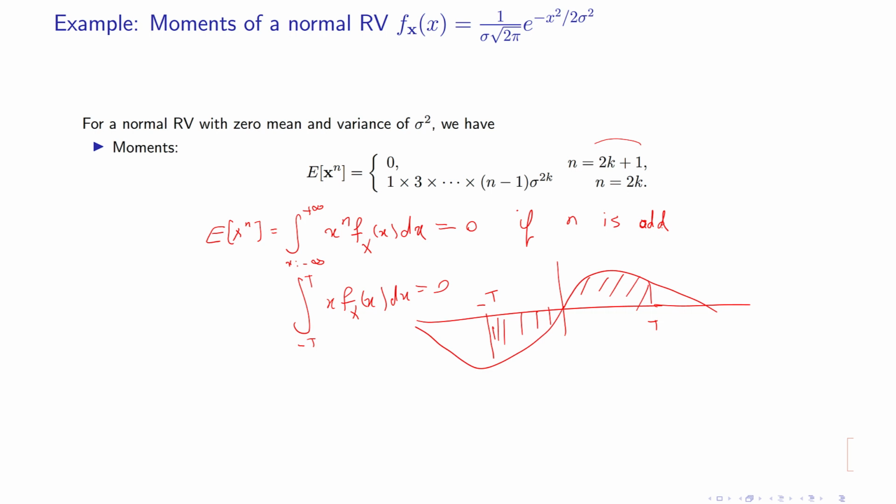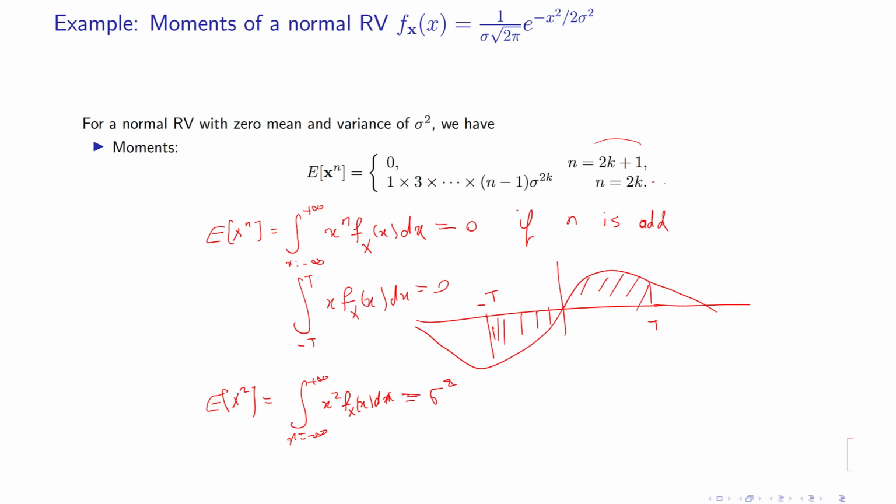Now, if n is even, then we have to do integration by parts, alternatively, to calculate. If n is equal to 2, I have the mean of x to the power of 2, which is the integral of x to the power of 2, f_X(x) dx, from minus infinity to plus infinity. Calculation of this integral, if you don't know the expression, is hard, but we have solved this problem before, and it is obviously equal to sigma squared.